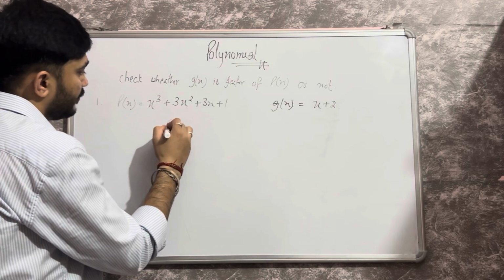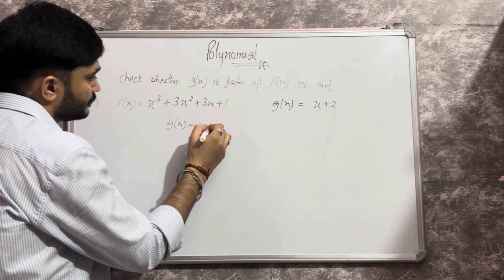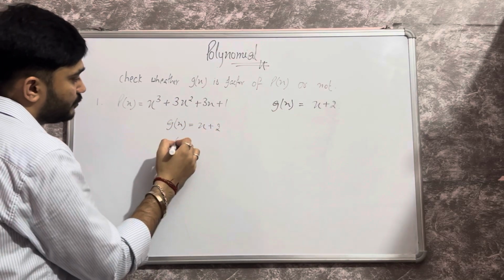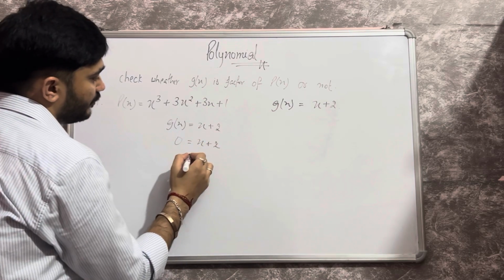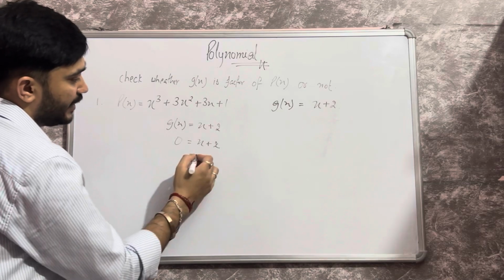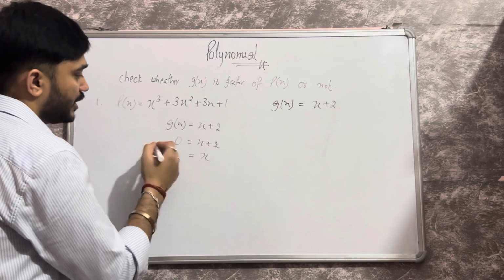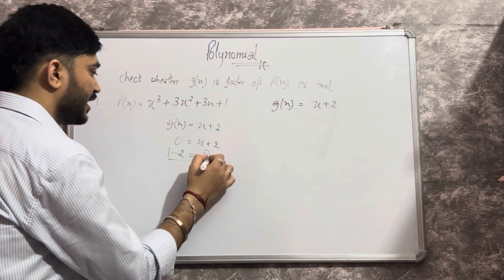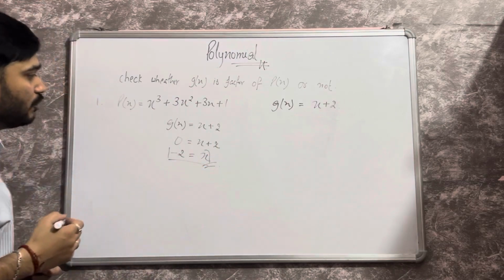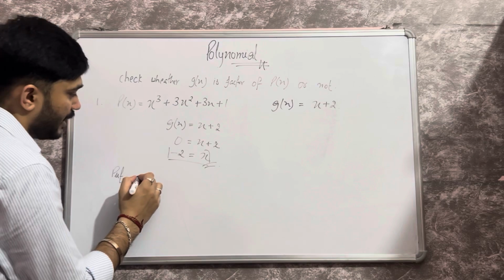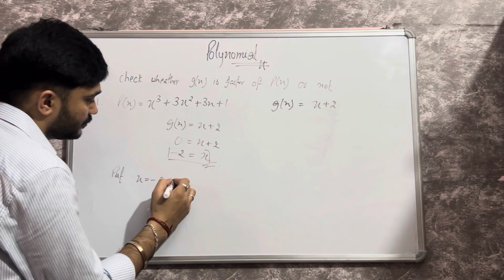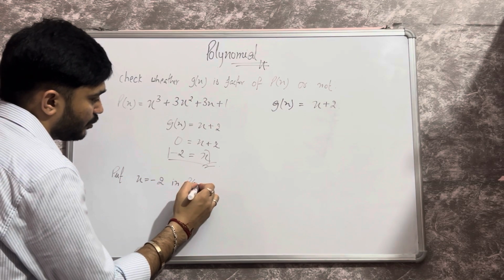Similarly, take g of x first and put the value of 0 in place of g of x, and then find the value of x in this expression. Take plus 2 on the left hand side and you will get x equal to minus 2. Now what you are going to do?